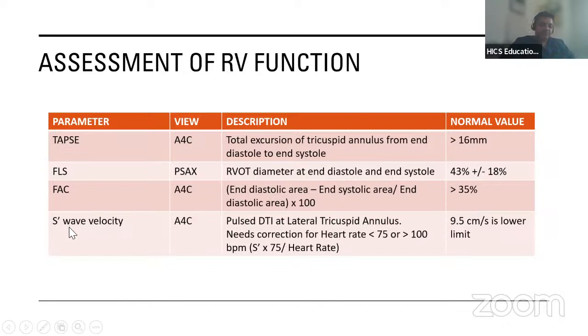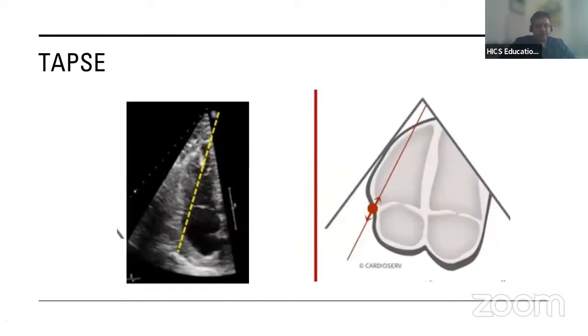The S prime wave velocity, which is also seen on the apical four-chamber view, which is the pulsed tissue Doppler velocity at the lateral tricuspid annulus, needs correction for the heart rate. 9.5 centimeters per second is the lower limit, and anything lower than this would mean that there is a dysfunction. We'll describe it again in a short while.